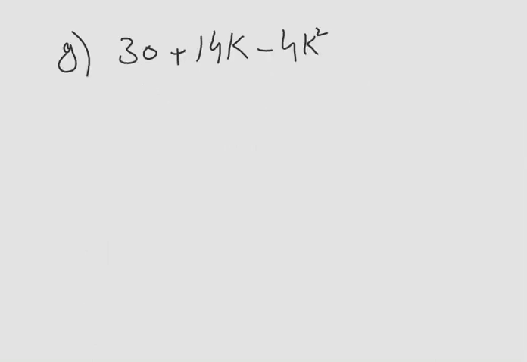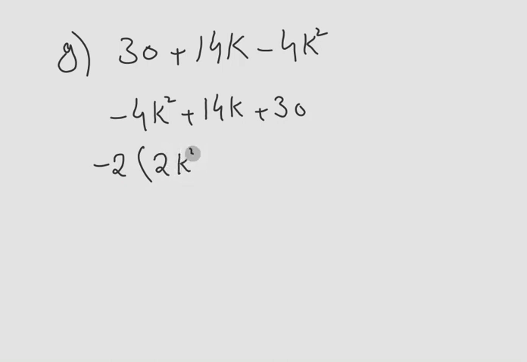Now looking at part G, the question is 30 plus 14k minus 4k square. So first of all we have to arrange the expression. The first one will be the square term, the second will be the term with power 1, and the third one will be the constant. So minus 4k square, the square term, plus 14k and plus 30. Looking for common, so minus 2 is common in this expression. So minus 2 into 2k square, minus plus is minus, 2 7s are 14k, and minus plus is minus, and 2 15s are 30.